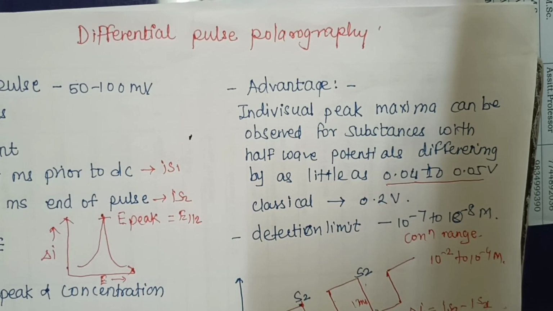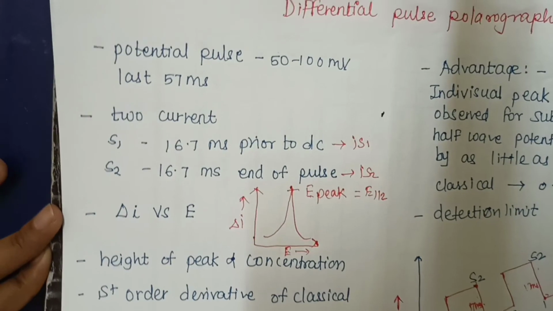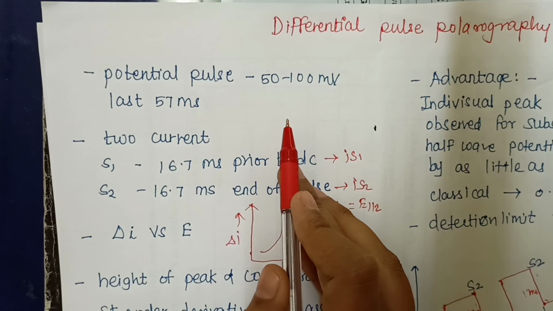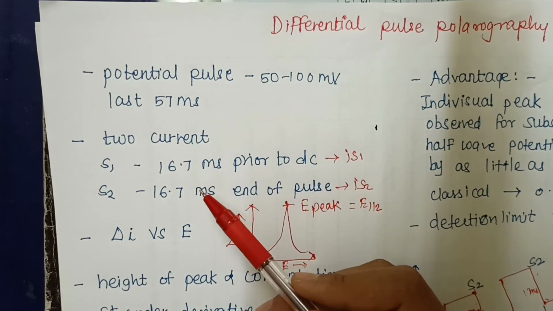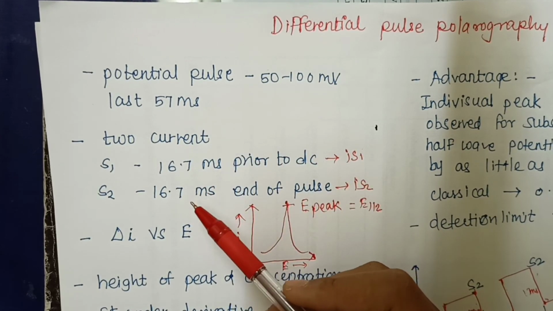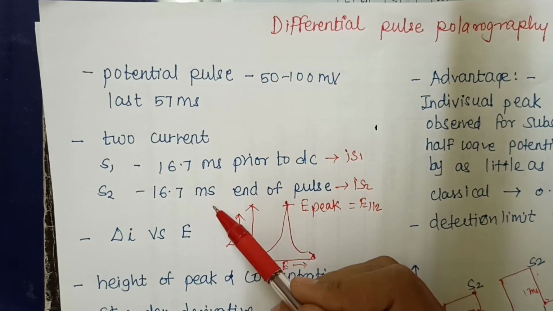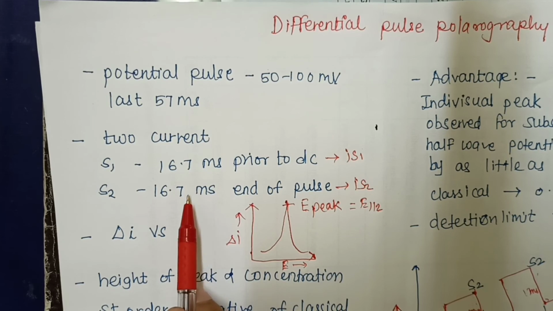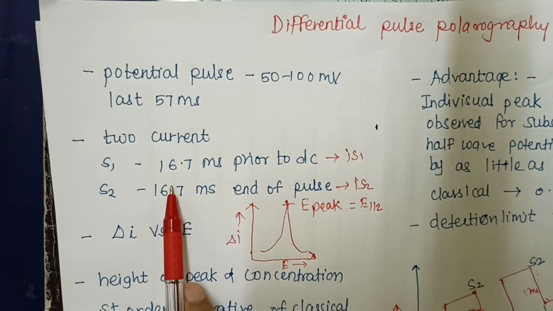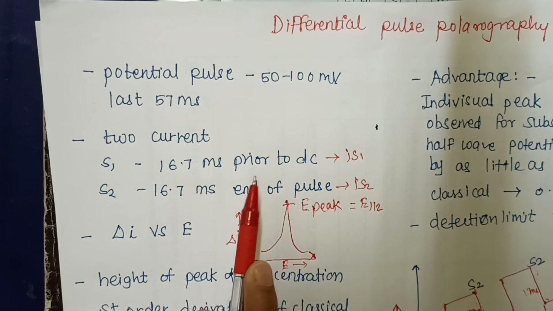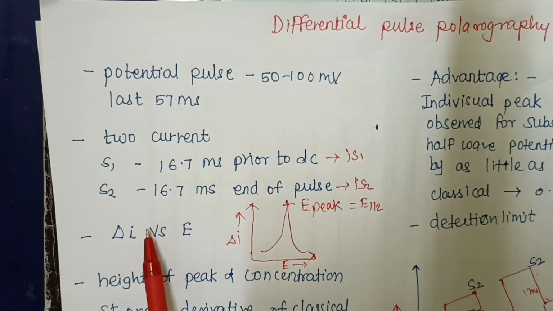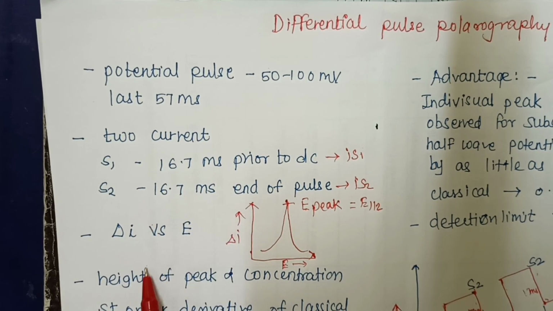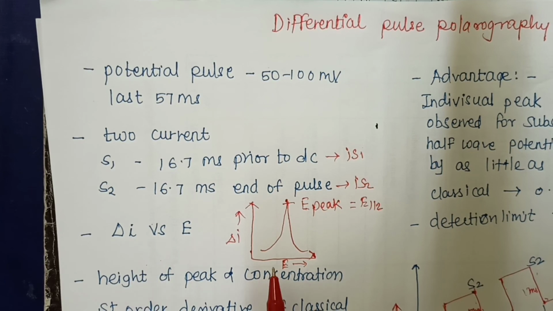So we'll summarize in 1 minute. Differential pulse polarography: a potential pulse of 50 to 100 millivolt is applied during the last 57 milliseconds of the mercury drop life. Two currents are alternately measured. The first is at S1, 16.7 milliseconds prior to DC, and the second current is measured at the end of the pulse, 16.7 milliseconds before. The difference between the currents is measured and plotted against potential.